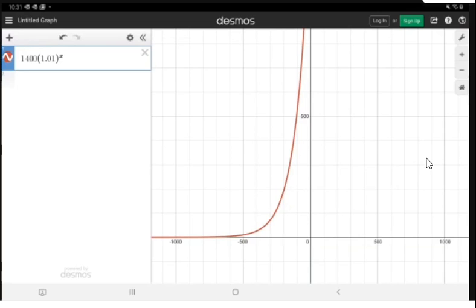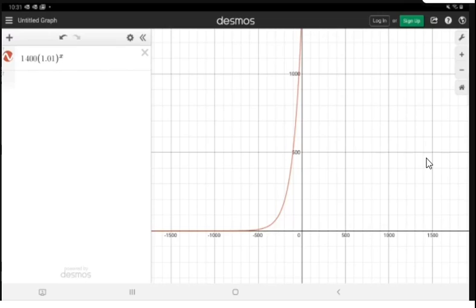So just a little fun with Desmos. As you're working with problems like these, feel free to use Desmos. Play around with it. Look at these functions on a graph. Find your y-intercepts. Find your asymptotes. And see if you can figure out what that says about the problem that you're working with.